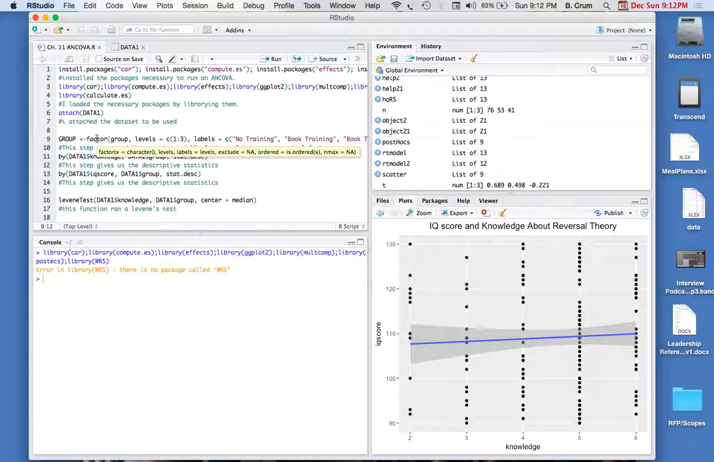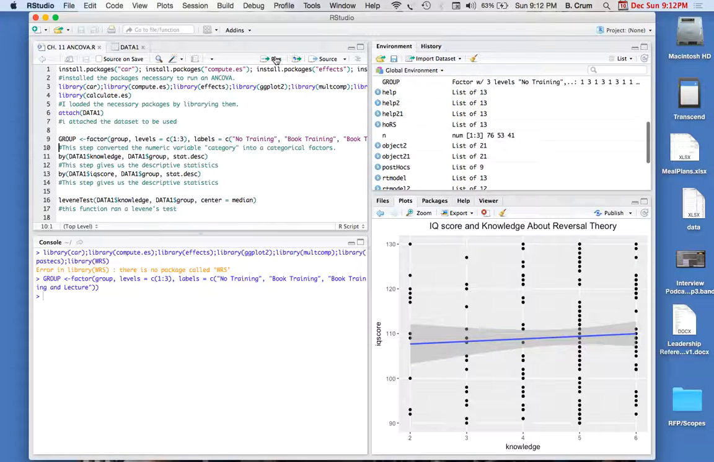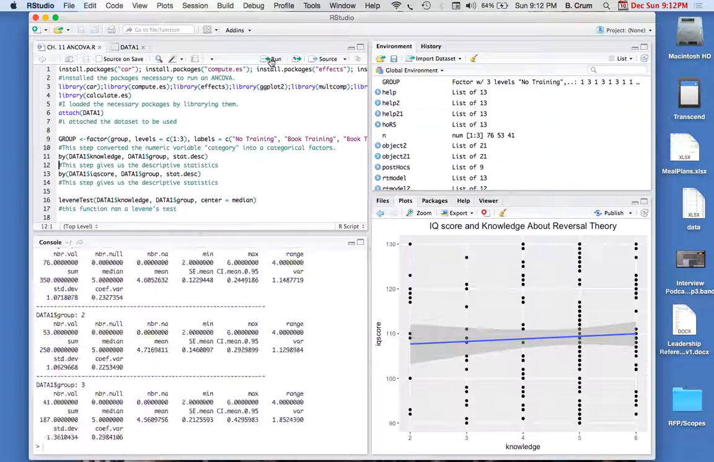I converted the numeric variable group into a categorical factor by changing the numbers to their categorical titles of no training, book training, and book training and lecture. I then got the descriptive statistics for each group. This shows you the mean, the median, standard deviation, all that good stuff.